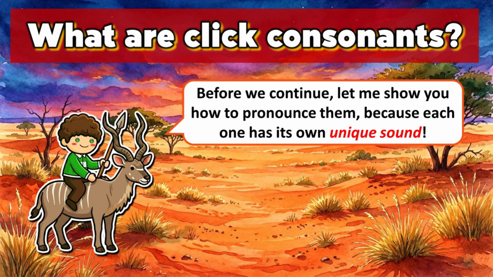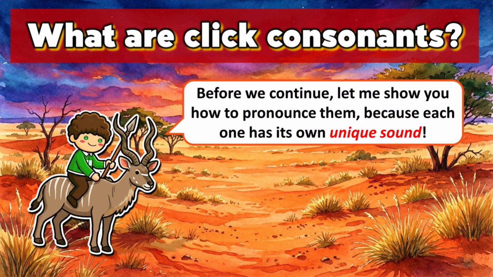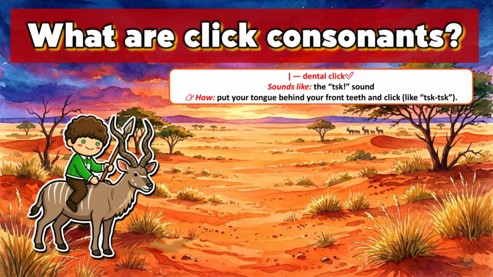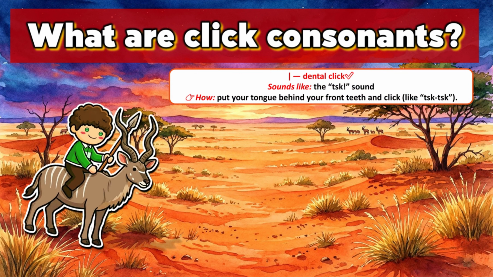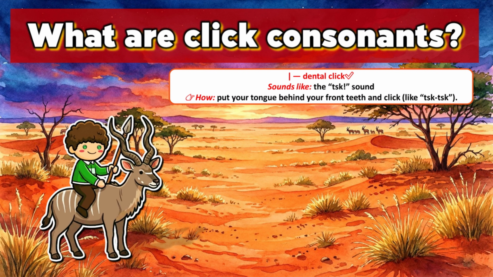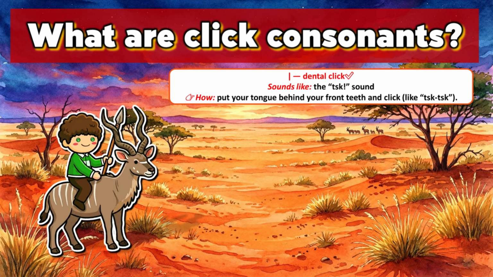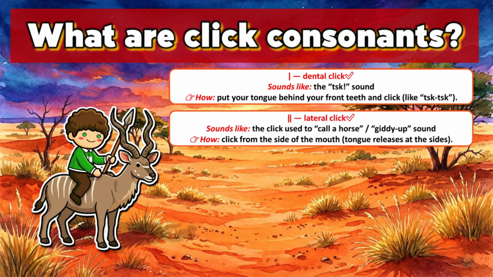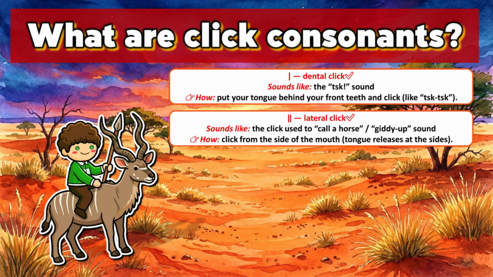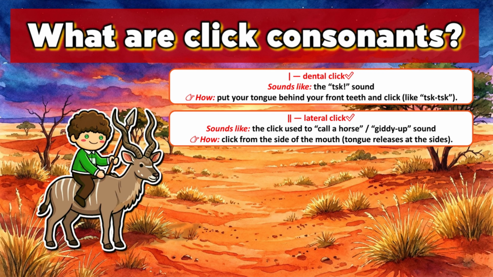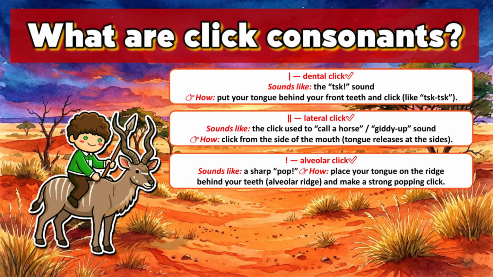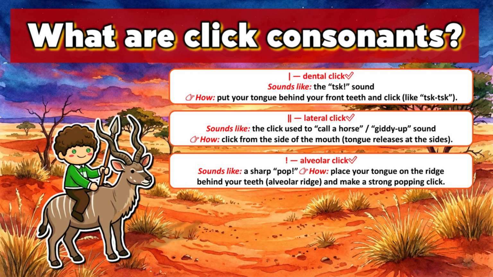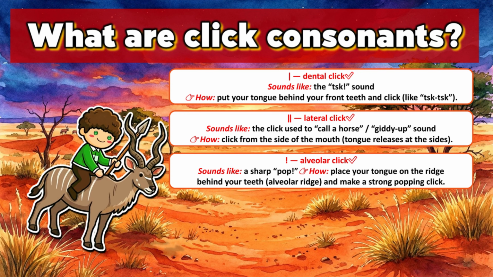Before we continue, let me show you how to pronounce them, because each one has its own unique sound. First is dental click. Put your tongue behind your front teeth and click, like. Next is lateral click. Click from the side of the mouth. Tongue releases at the sides.